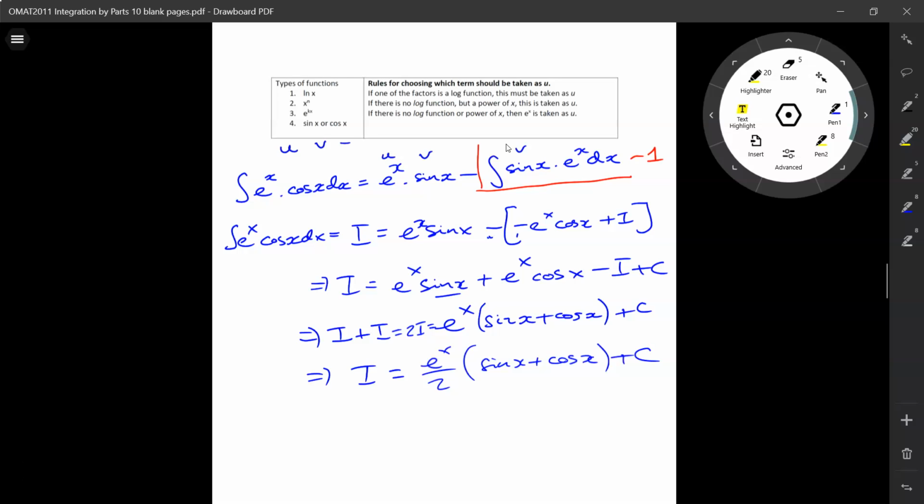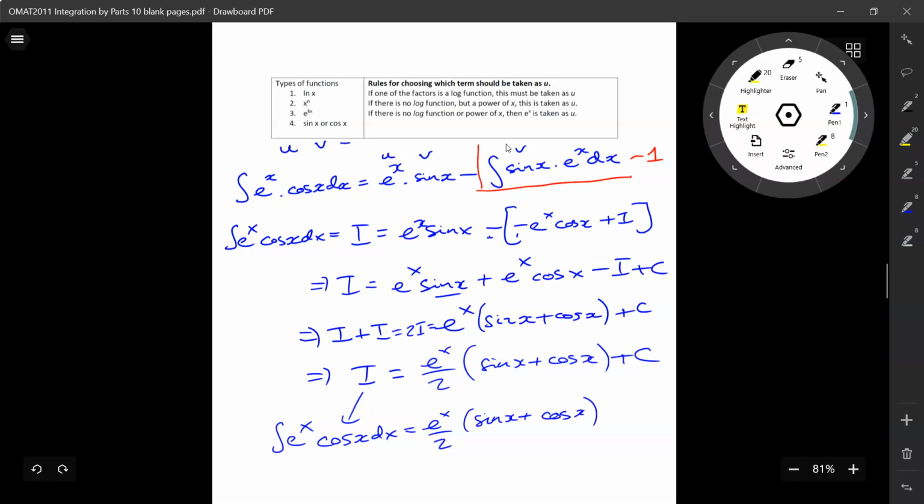So that is the completed solution, where I is the integral of what we were looking at the start. We can say that the integral of exponential x cosine x dx, which is I, is equal to exponential x over 2 times sine x plus cosine x, plus a constant of integration, to finish it off correctly.